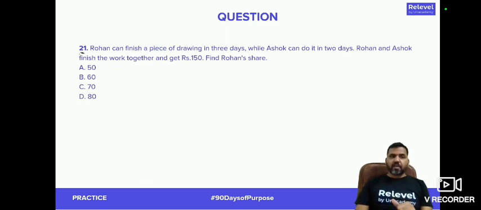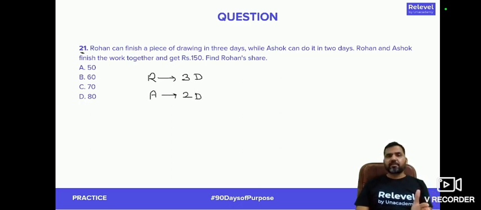Question number 21. Rohan can finish a piece of drawing in 3 days, while Ashok can do it in 2 days. Rohan and Ashok finish the work together and get 150 rupees. Find Rohan's share. It's very simple.